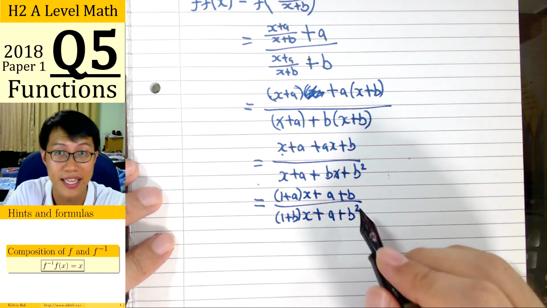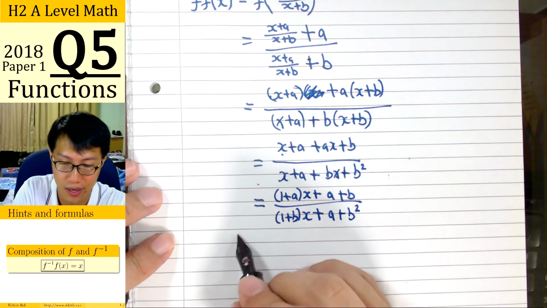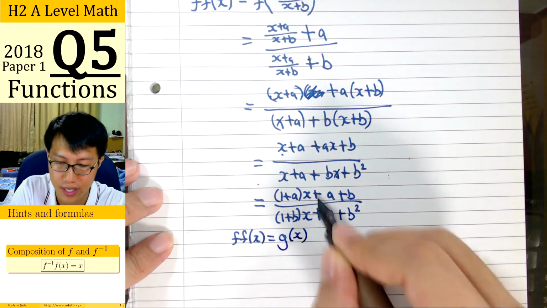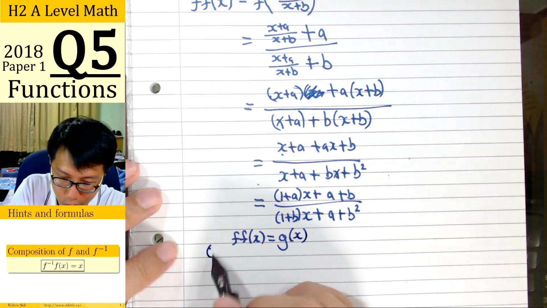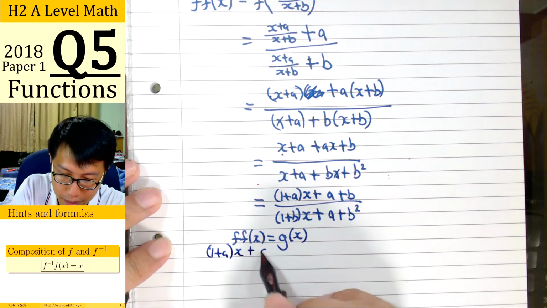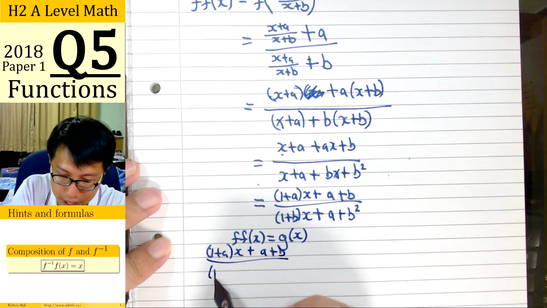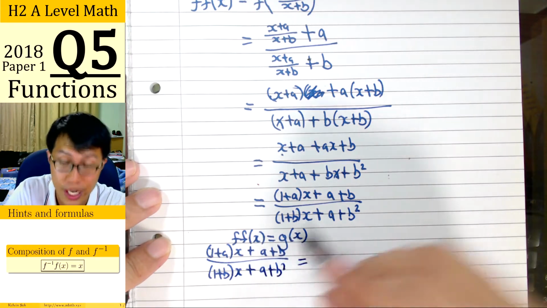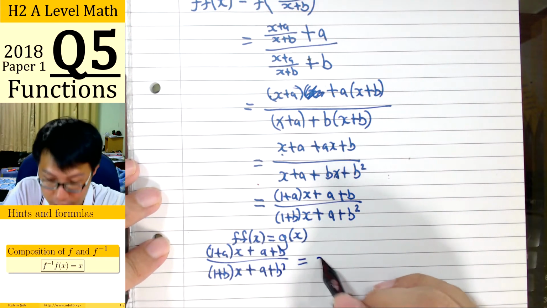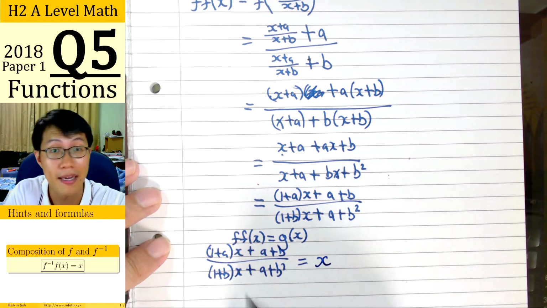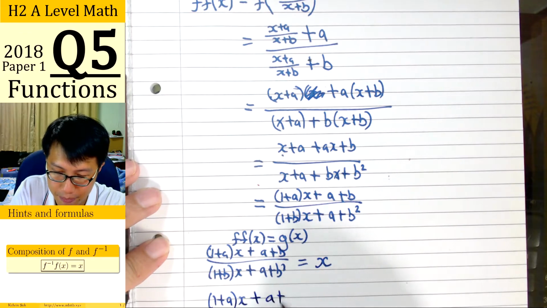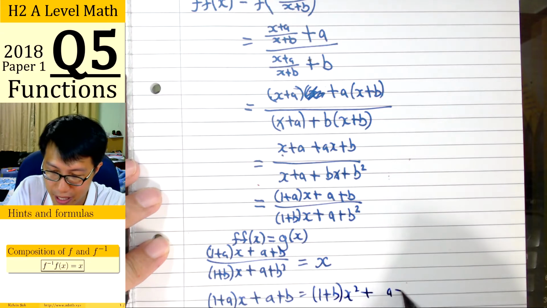So we are also told that ff(x) is equal to g(x). So now let's write down ff(x) is equal to g(x). So this complicated fraction, (1 plus a)x plus (a plus b) over (1 plus b)x plus (a plus b) squared, is equal to g(x), which is given to us as the function x. We will cross multiply. So we have (1 plus a)x plus (a plus b) equals (1 plus b)x squared plus (a plus b) squared x.